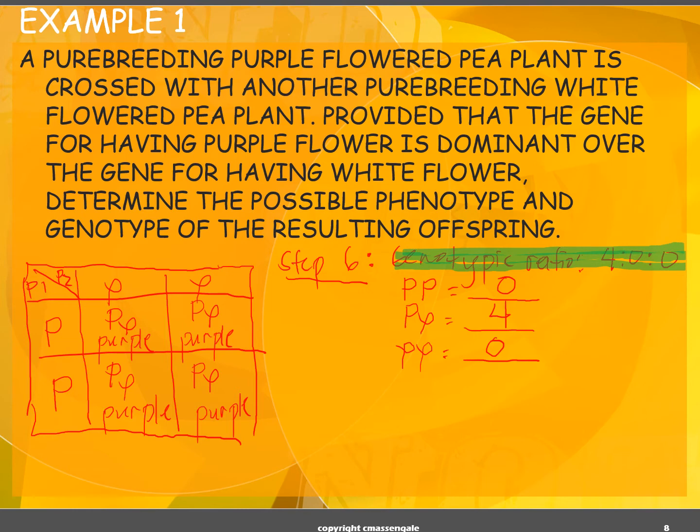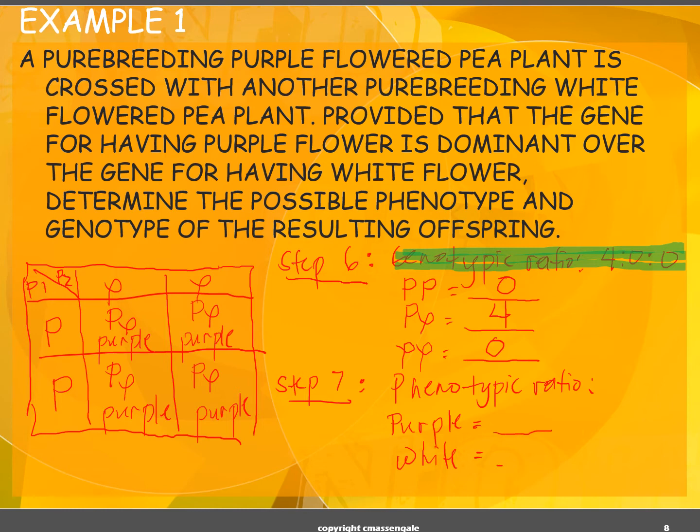And last, for step number 7, we will now go on with the phenotypic ratio. Let's determine the phenotypic ratio. How are we going to do that? Let's write down the possible phenotypes. In our problem, we are only talking about two colors. So, we have purple and we have white.